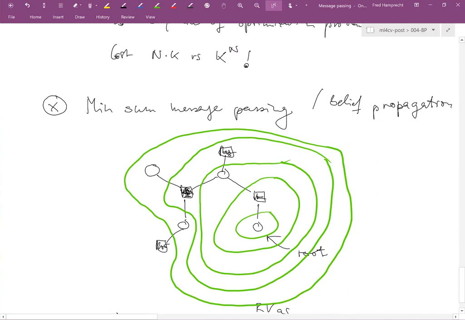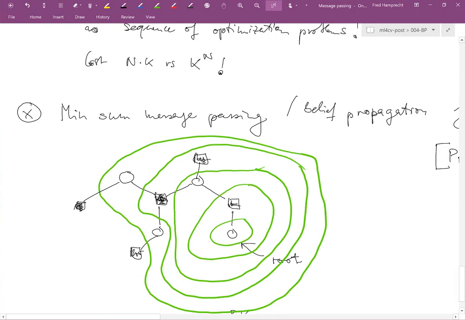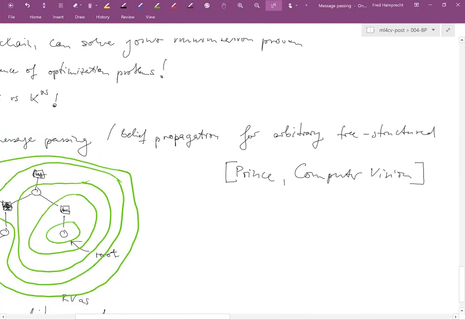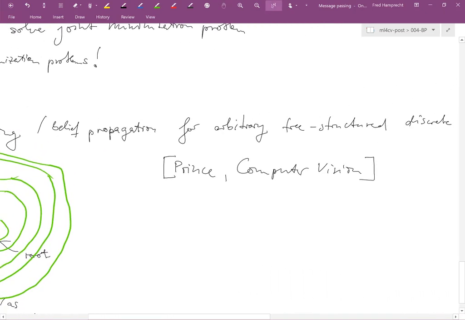And tree structure means? No loops, a graph with no loops. If you like, I can add another one here. So a tree is a graph with no loops, okay?